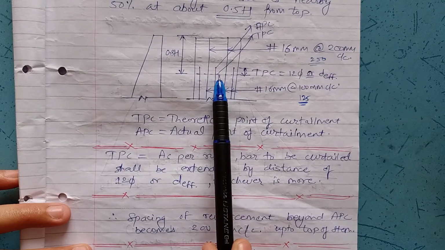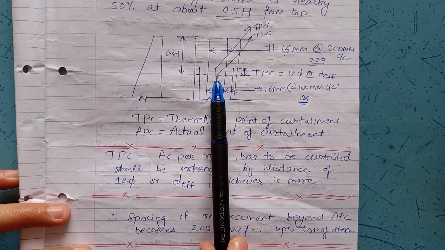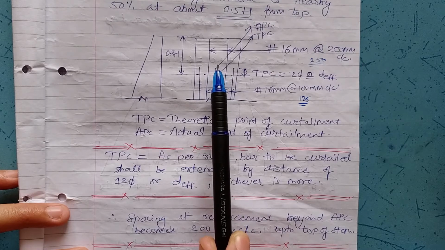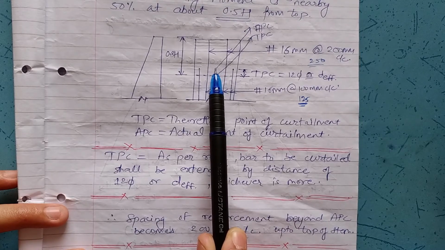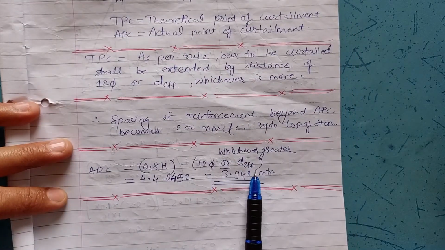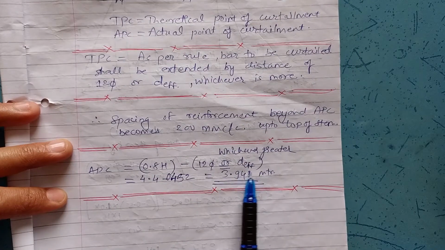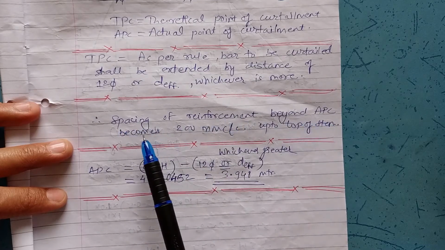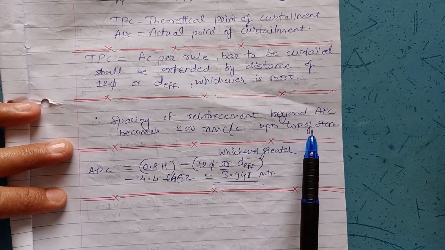Now above this theoretical point of curtailment, this bar should be extended up to the actual point of curtailment, and the distance or difference between the actual point of curtailment and the theoretical point of curtailment should be 12 phi or d effective, whichever is greater, and phi is nothing but the diameter of the bar. Now the spacing of the reinforcement beyond APC becomes 200 mm center to center up to the top of the stem.